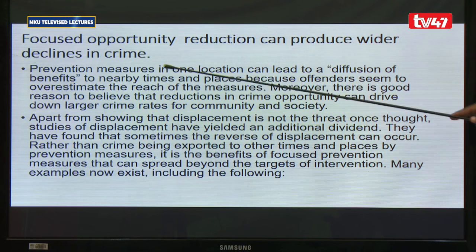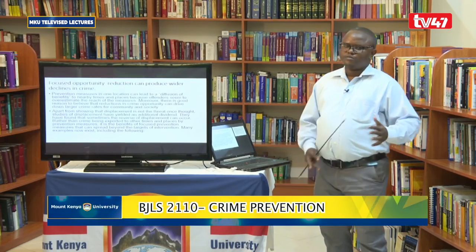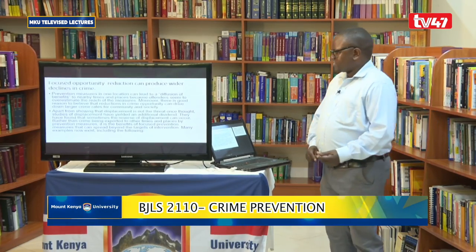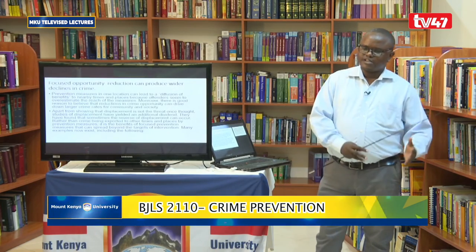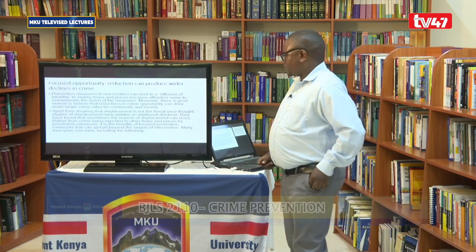Then the last one is that focused opportunity reduction can produce wider declines in crime. It simply means the diffusion of benefits. When you talk about diffusion, it means benefits will spread to other locations. For example, we spoke about the supermarket. Once you put the CCTV outside a supermarket, the neighboring locations will also benefit from the same CCTV protecting their premises. So it means that these benefits have been shared from the supermarket to other neighboring locations also.